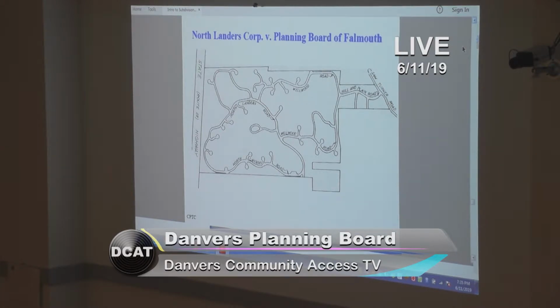But doesn't the town have rights to put a sidewalk on? If it's in the layout of the road, the town would have rights. Because in that particular subdivision, there is no sidewalk to that area. Yeah.